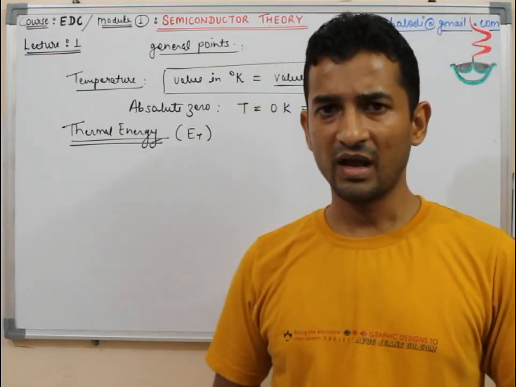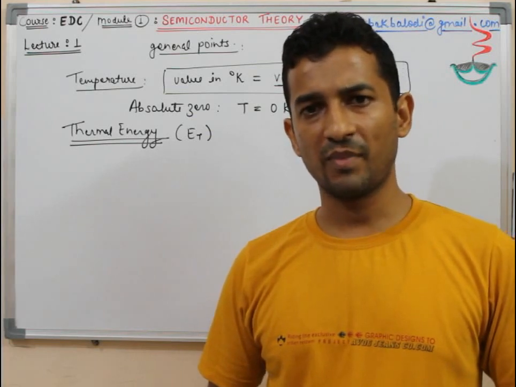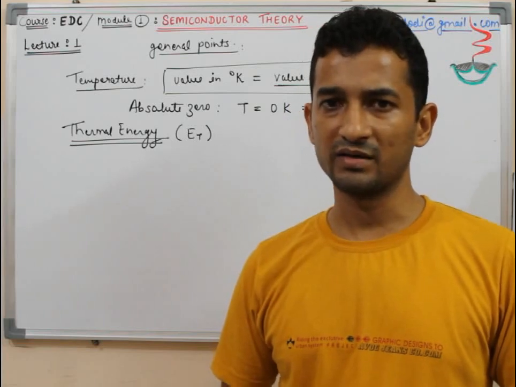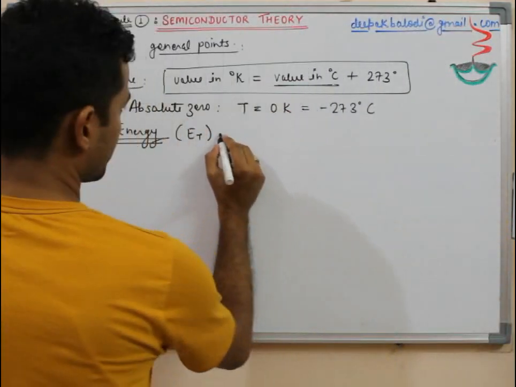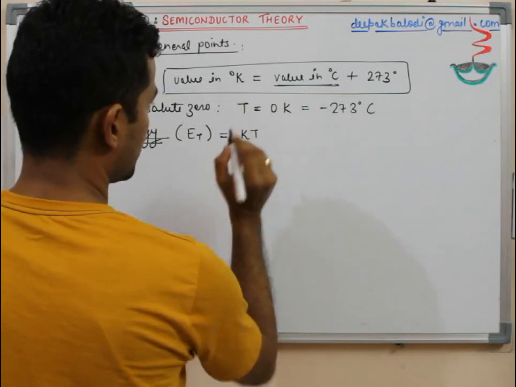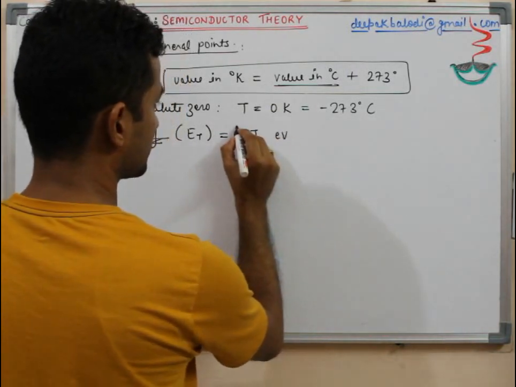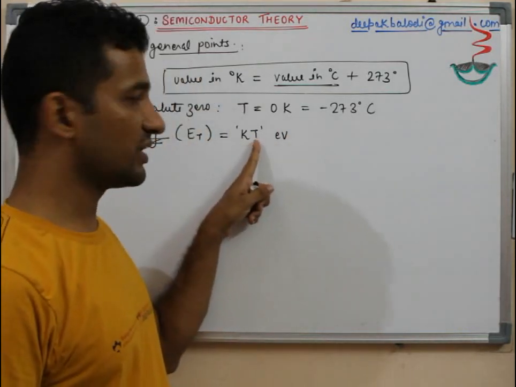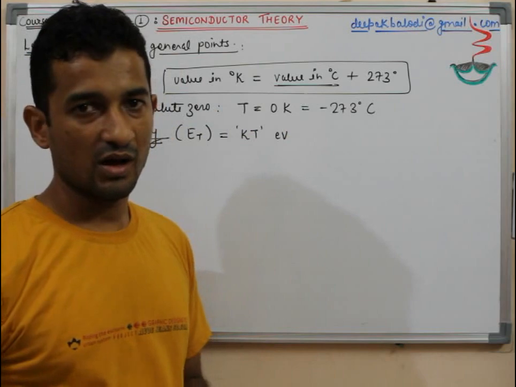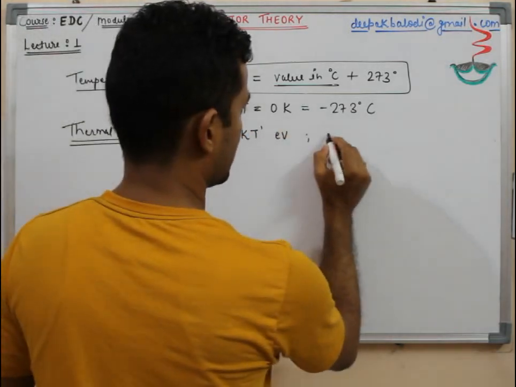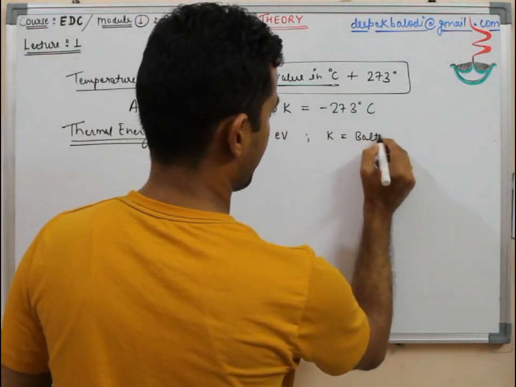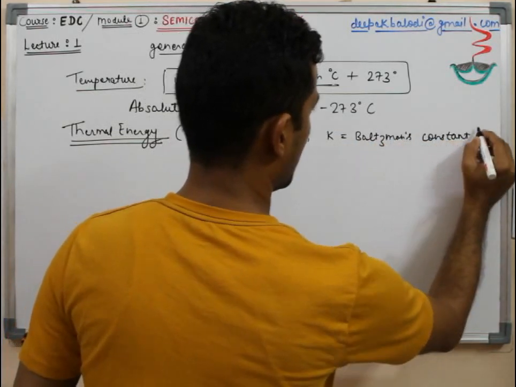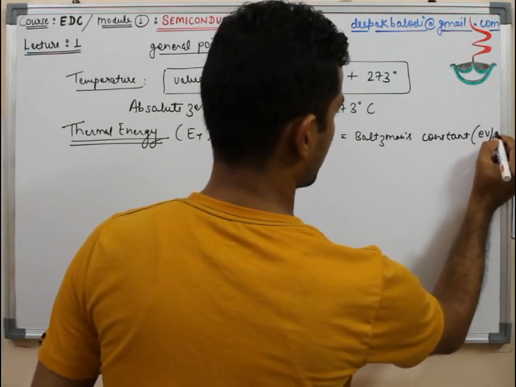some vibration of the lattice points, and due to that each and every microscopic particle in this world possesses some thermal energy, and that is given by K into T electron volts. So we should remember that it is K into T, so it is directly proportional to temperature, and here K is Boltzmann's constant in electron volts per Kelvin.